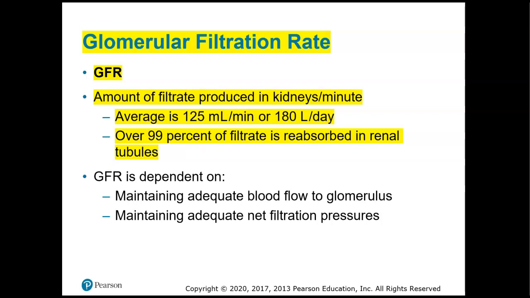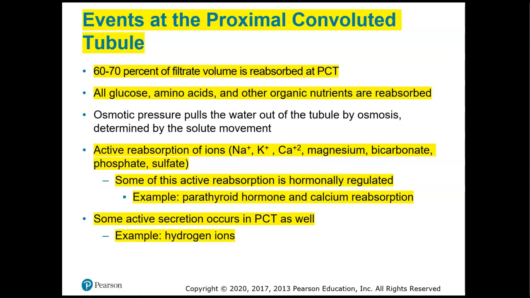Over 99% of that 180 liters per day is reabsorbed back into our blood once it reaches the renal tubules. So a summary of the events at the PCT: 60 to 70% of the filtrate volume is reabsorbed at the PCT. This is 100% of the glucose, amino acids, and other organic nutrients reabsorbed. All of the important stuff that needs to get to our cells is reabsorbed. Then there is the active reabsorption of ions like sodium, potassium, calcium, magnesium, bicarbonate, phosphate, sulfate.